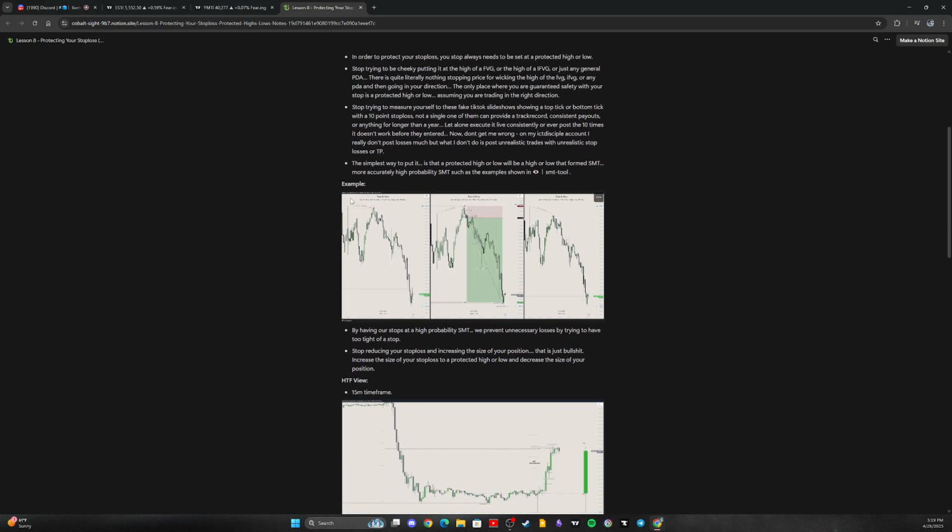Now, let's get into the simple: a protected high or low is a high or low that has SMT attached to it.